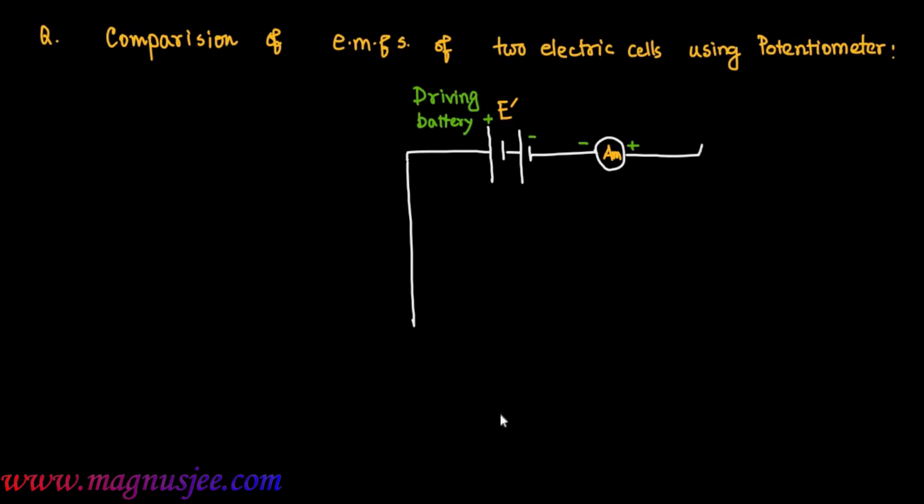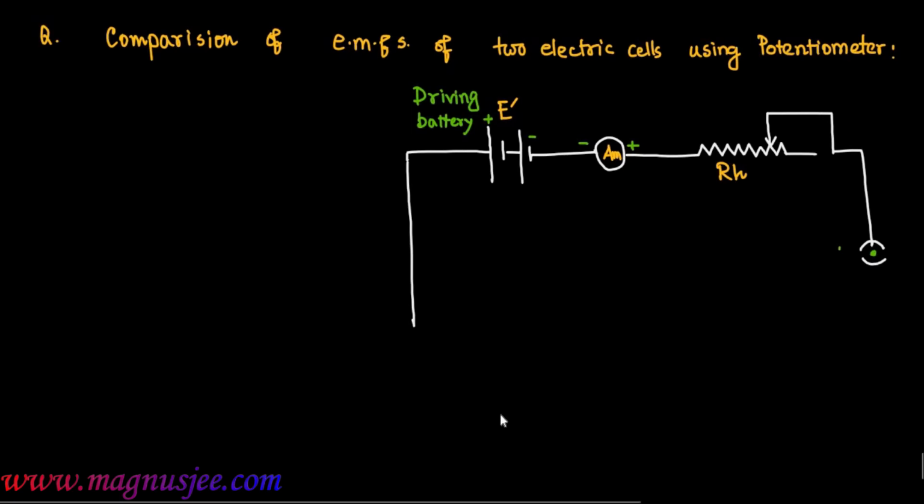of the ammeter. This ammeter measures the magnitude of current, and this ammeter is connected to a rheostat. RH is the rheostat or variable resistance, which is used to control the magnitude of current. And we can connect a key, and a plug will be inserted to generate the current from the driving battery.